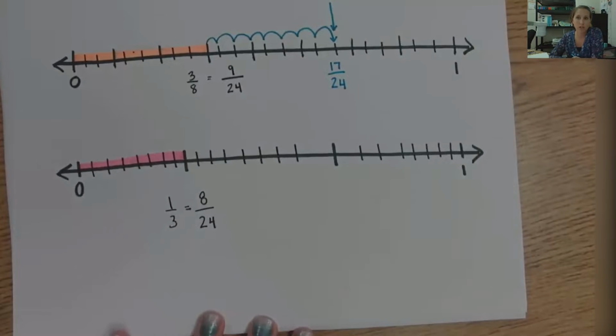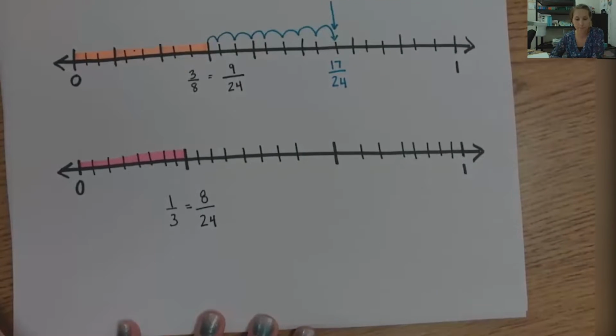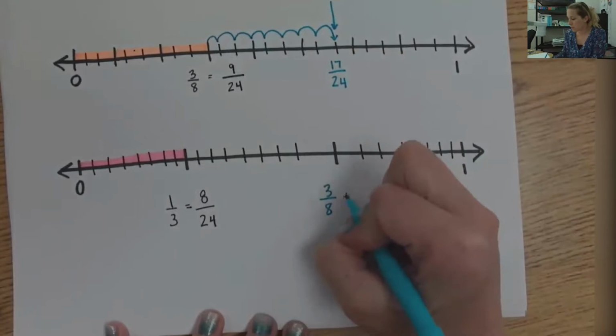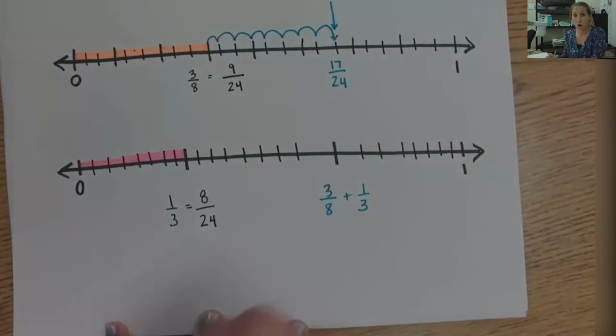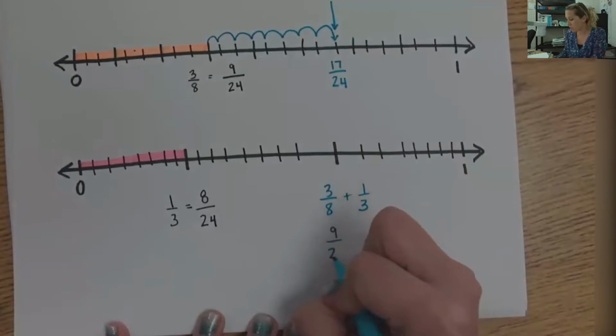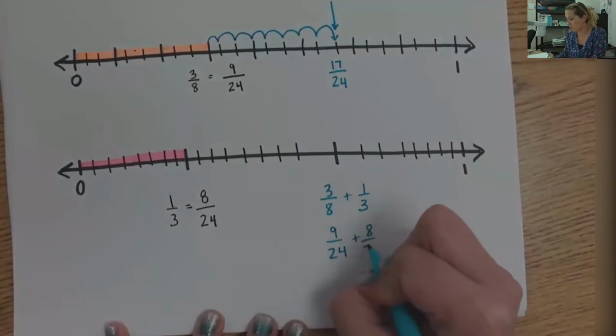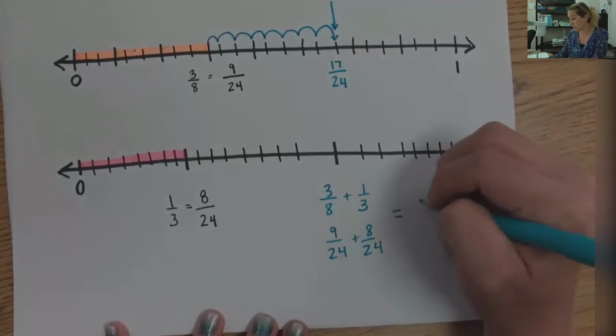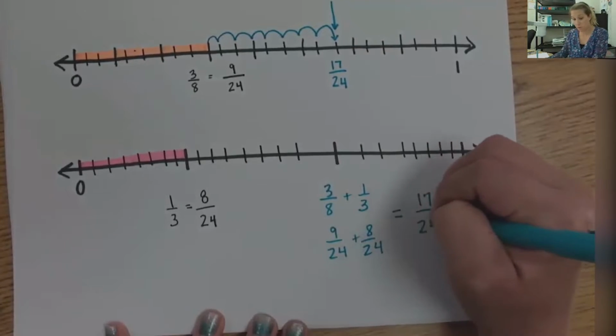So what is an equation we could use to show what we did? Jot that down. Did you say 3/8 plus 1/3, or 9 24ths plus 8 24ths equals 17 24ths?